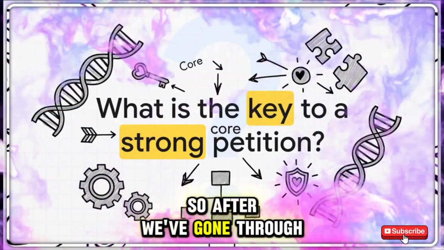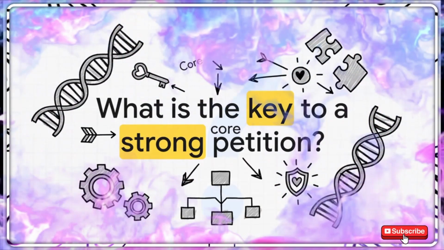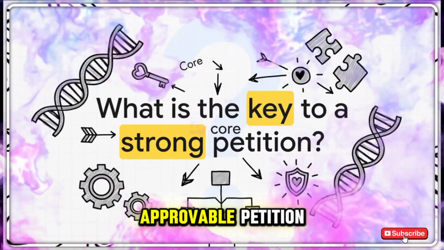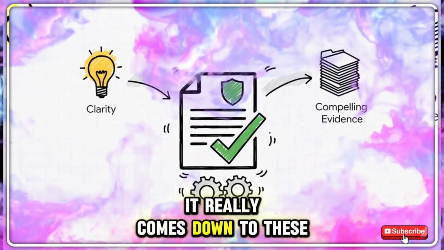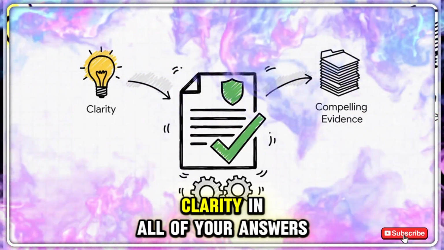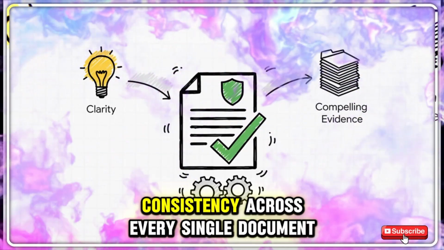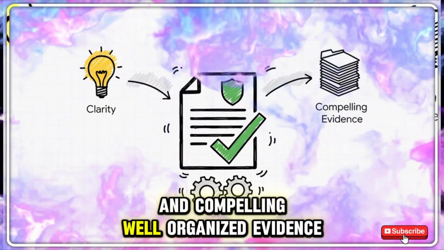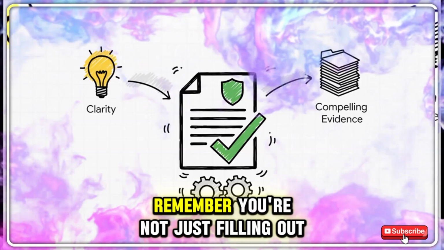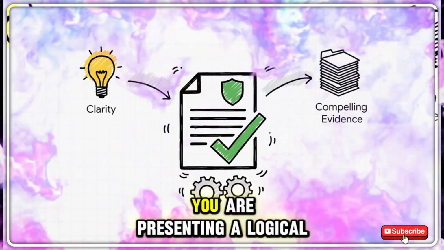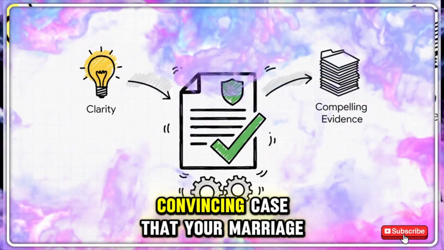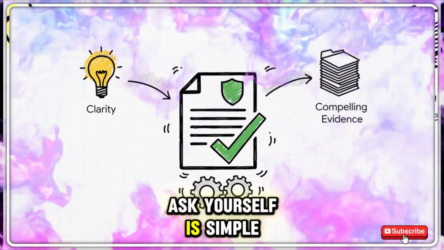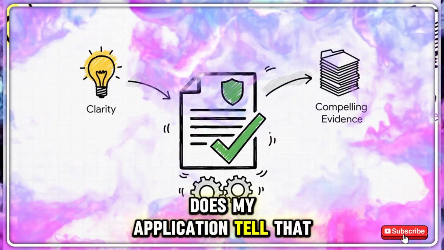So after we've gone through all these technical details, what does it all boil down to? What is the real key to a strong, approvable petition? It really comes down to these three things: clarity in all of your answers, consistency across every single document you submit, and compelling, well-organized evidence. Remember, you're not just filling out a form. You're presenting a logical, convincing case that your marriage is real. The final question you should ask yourself is simple. Does my application tell that clear story?